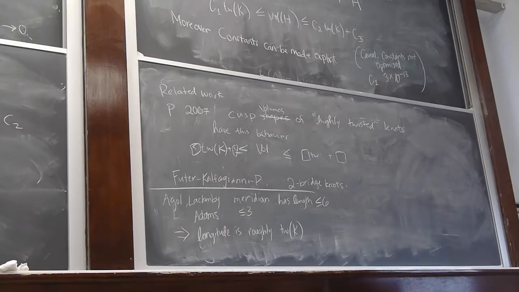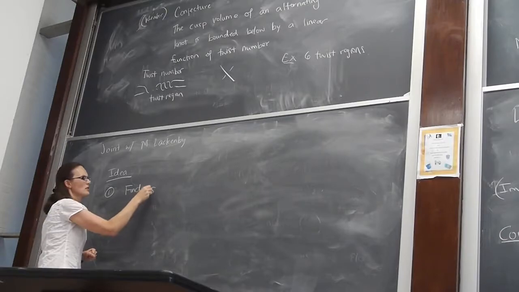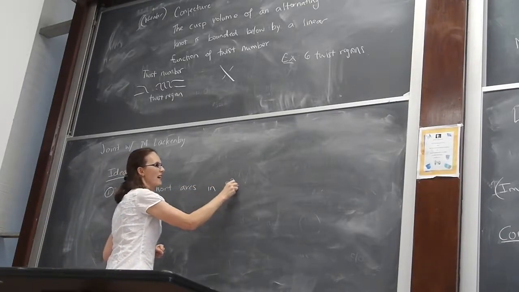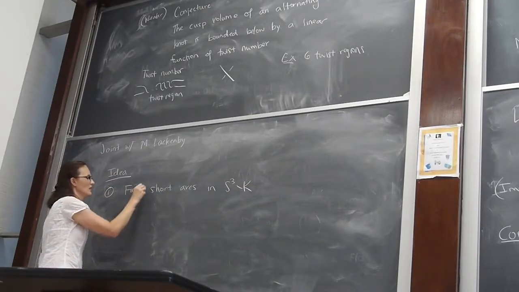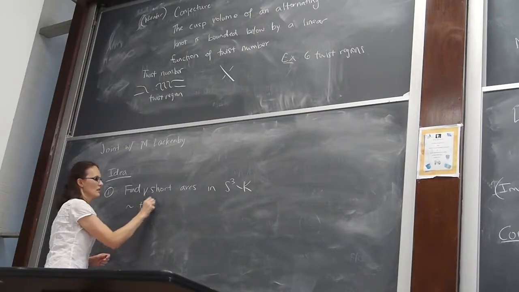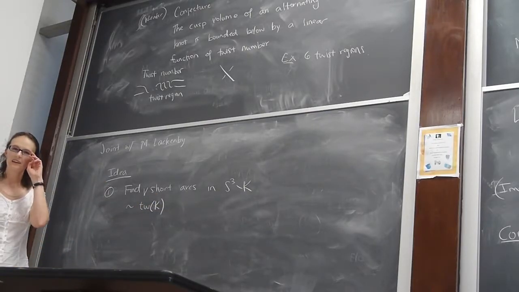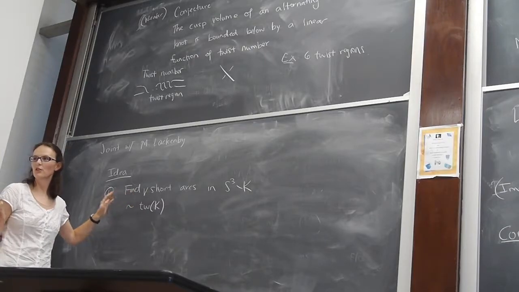Okay, so what we're going to do is find short arcs in S3 minus K, and we're going to find about twist number of K of these. Now this is a great idea. It hasn't worked for about 30 years though, so we need to do more than just go looking for them.